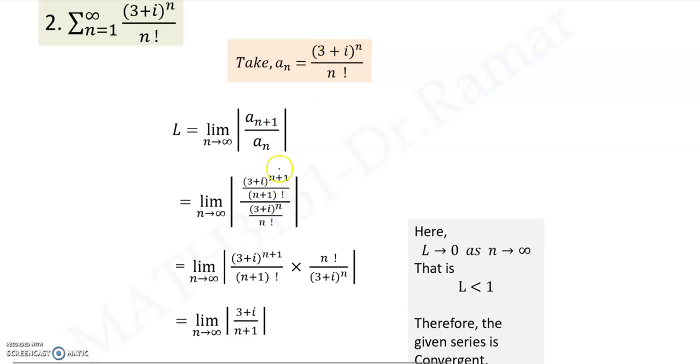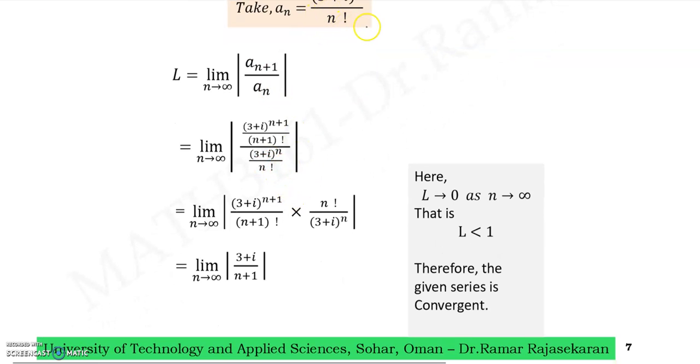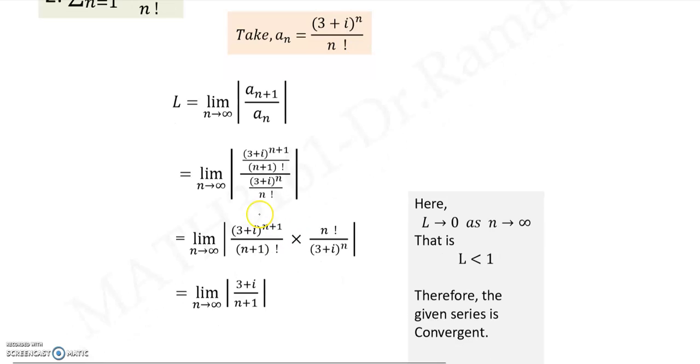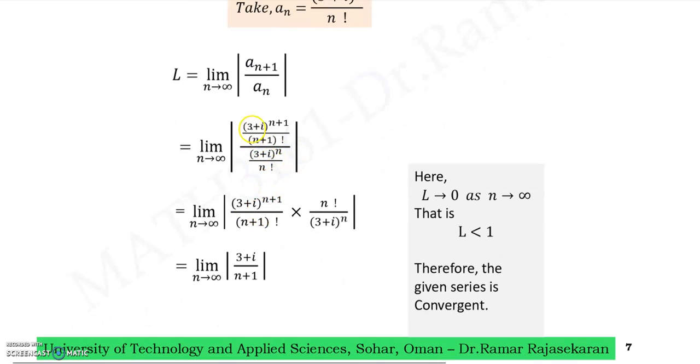So (3+i)^(n+1) divided by (n+1) factorial. Okay, in the denominator you write the same a_n. Now you write the reciprocal of this. That's why (3+i)^(n+1)/(n+1)! is the same here. This denominator value you write as reciprocal, so n! divided by (3+i)^n. Okay, so (3+i)^n and (3+i)^n will be cancelled. So what is remaining here? (3+i)^1 remaining, so that's why I'm writing 3+i. (n+1) factorial is nothing but (n+1) multiplied by n factorial. So n factorial cancels, so that's why I write n+1.